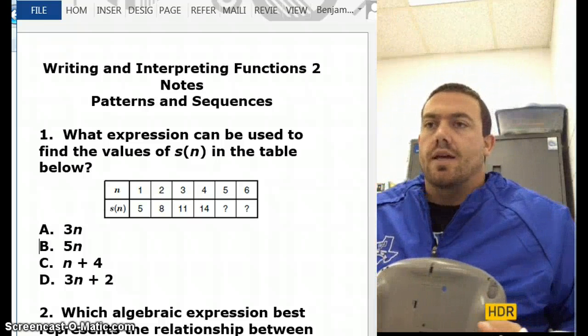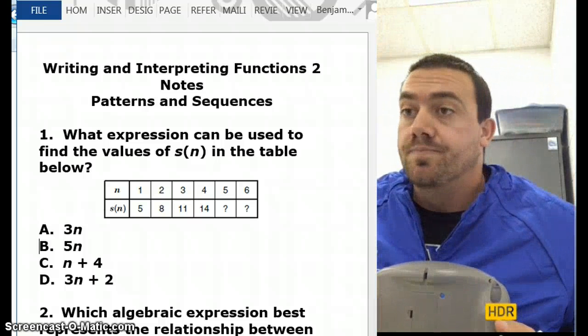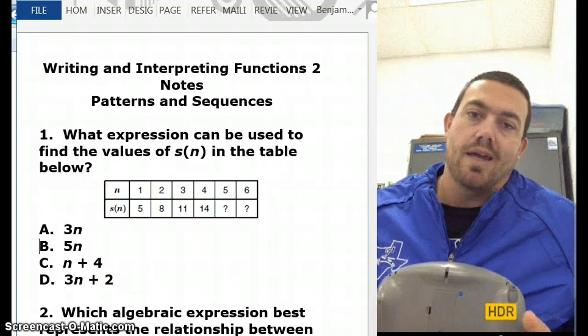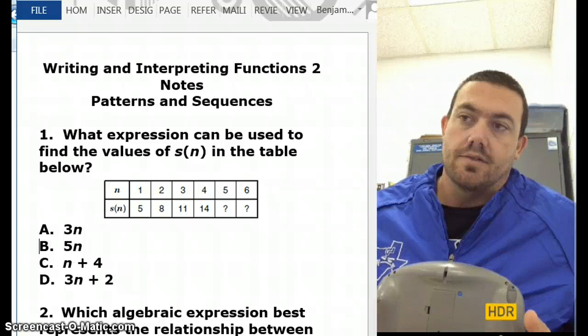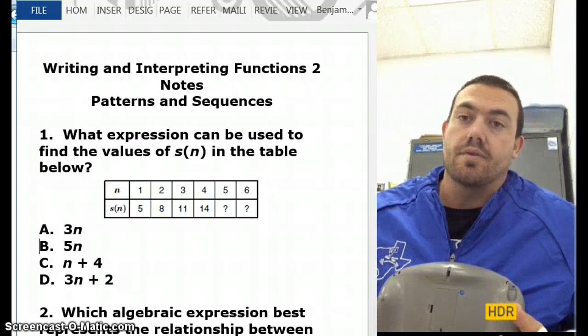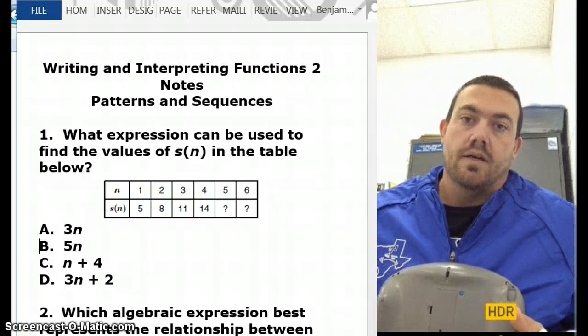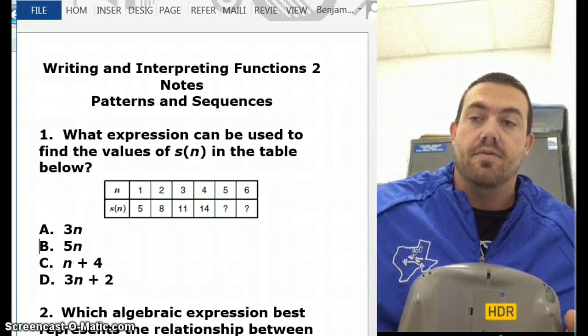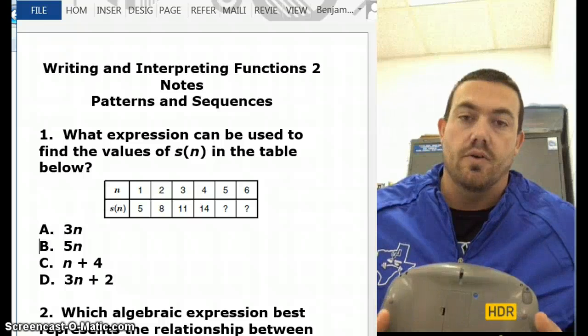Our notes for today are writing and interpreting functions number 2, patterns and sequences. So we're going to be looking at patterns. Sometimes it'll be in the table, sometimes we'll have to make the table. Alright, but we can use what we learned yesterday, maybe a little bit of a calculator trick, to find our function. Alright, so here's how it goes.